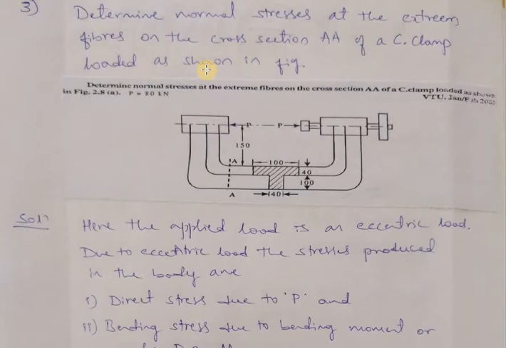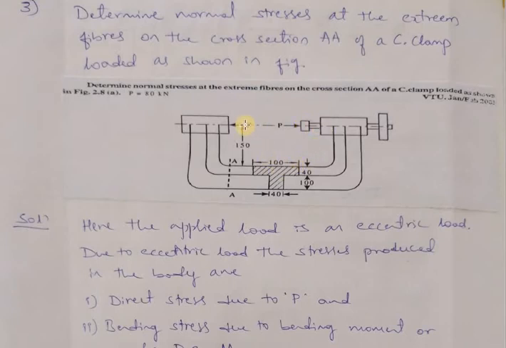So here we have a C clamp on which an eccentric load is applied. Let us see the statement of the problem. Determine normal stresses at the extreme fibers on the cross section AA of a C clamp loaded as shown in the figure. This is the cross section AA, and here we have a T cross section of the C clamp. You can see the C clamp is subjected to a tensile loading, as the loads act away from each other.